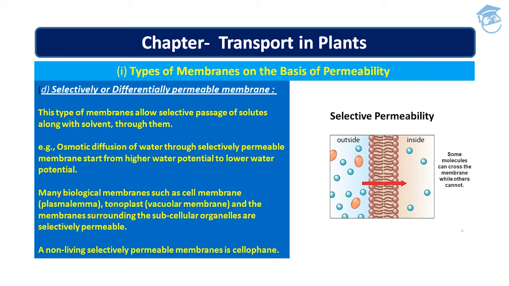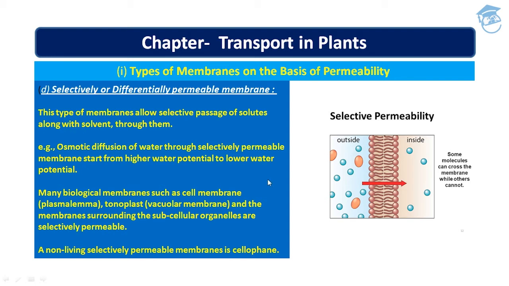So this is the selectively or differentially permeable membrane, wherein it allows selective passage of solute along with the solvent through them. I repeat, in a selective or differential permeable membrane, it allows selective passage of solute along with the solvent through them. Okay. Examples are many biological membranes such as the cell membrane, that is plasmalemma, and tonoplast. Tonoplast is the membrane of a vacuole, and the membranes that surround the subcellular organelles are selectively permeable. Okay.